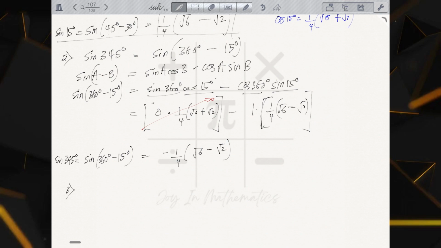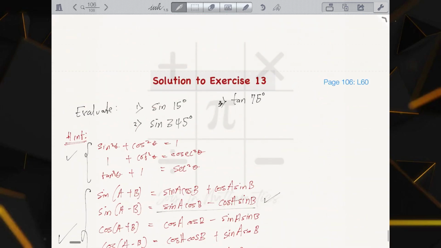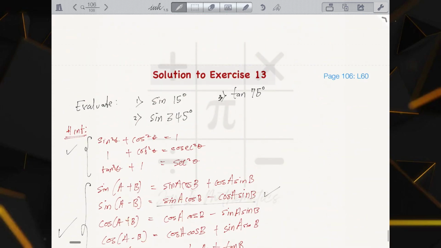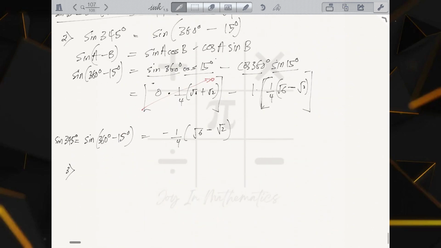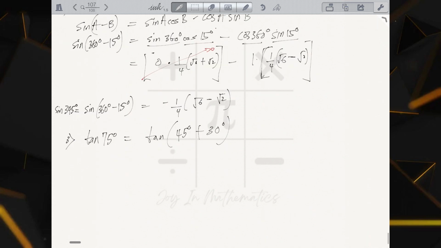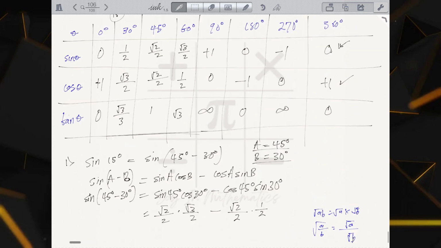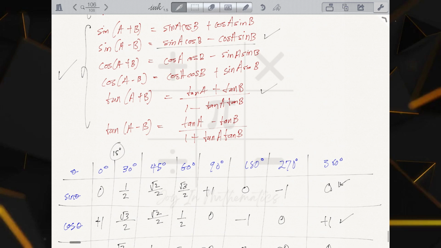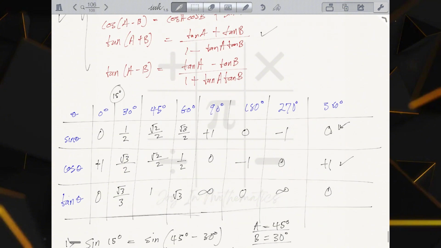Now let's take the last question. The last question says we should simplify tan 75 degrees. Tan 75 degrees is a combination of tan 45 degrees plus 30 degrees. So with this, we are going to apply the formula of tan A plus B. In view of that, what is the formula involving tan A plus B? Tan A plus B is tan A plus tan B divided by 1 over tan A tan B.